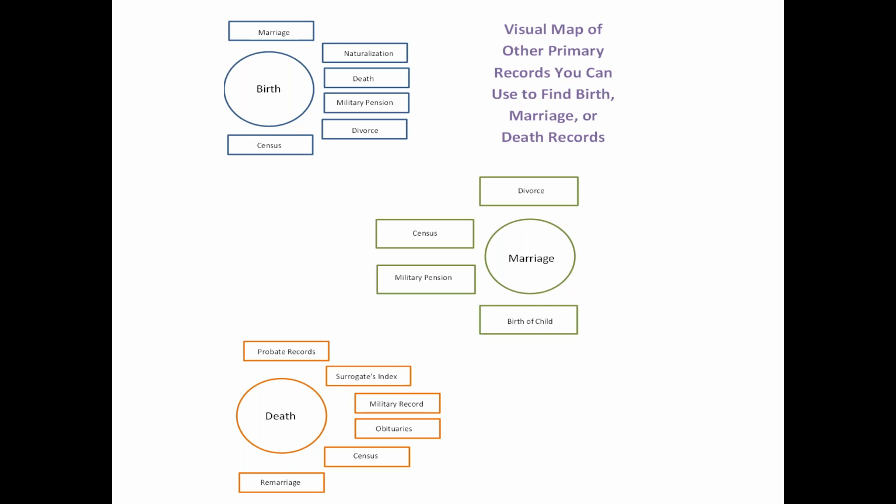And divorce records, either for the person themselves or for their parents. Divorce records sometimes list children, and especially if you're going into the 20th century, they may list the birth dates of the children as well. So that's just a quick example of how you can use other primary document collections in order to narrow down or try to get an exact date of birth for someone. You can do the same thing with a marriage or a death record as well.